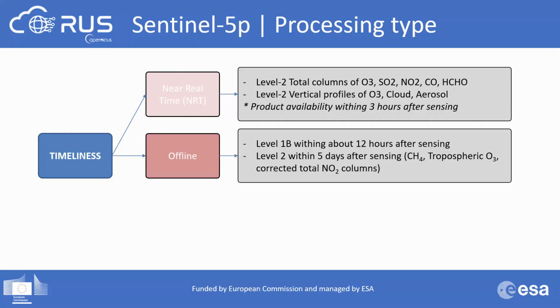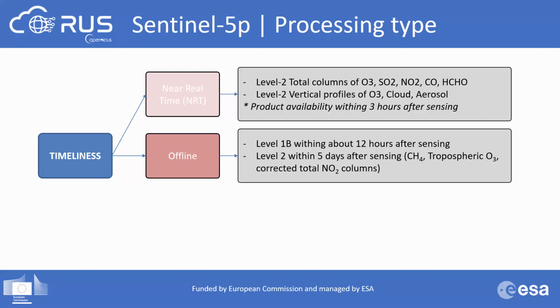Then we have a second level in terms of timeliness, which is known as offline, or non-time critical. The offline products take advantage of increased accuracies achievable when specific calibration steps and trace gas retrievals are performed with relaxed timing. In this case, it applies both for level 1B, which is made available to users 12 hours after sensing, and also for level 2 products, which are made available to users 5 days after sensing.